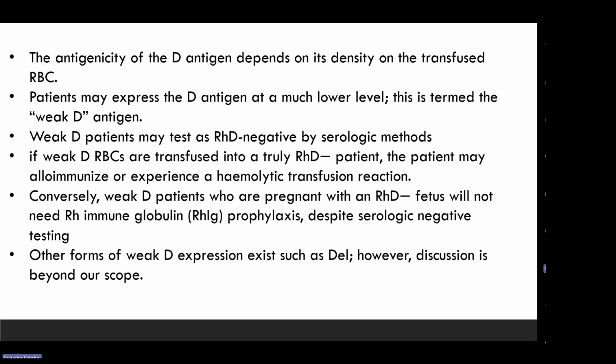Conversely, weak D patients who are pregnant, this is another scenario where it can lead to some complications of transfusion in pregnant women. Weak D patients who are pregnant with a negative fetus will not need Rh immune globulin prophylaxis despite serologic negative testing, because they are weak. You can almost see them as positive carrying a negative fetus, so there won't be any challenge. Other forms of weak D expression exist, such as DEL. However, discussion is also beyond our scope.